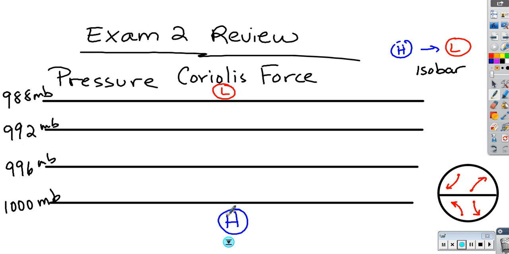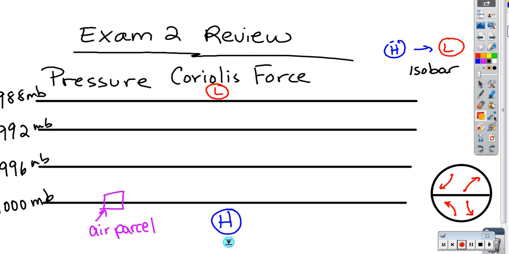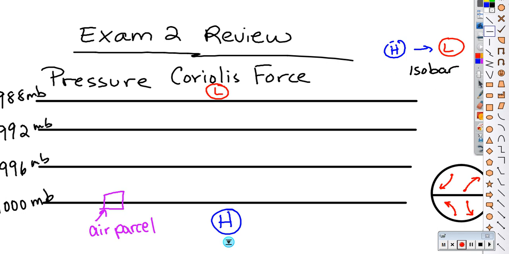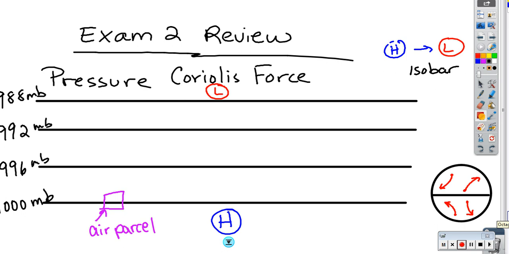So if we get a parcel of air to start down here, this is our air parcel. Then it immediately feels a force due to the pressure gradient force, and that's because there's a difference in pressure, a horizontal difference in pressure. This is like a satellite view.